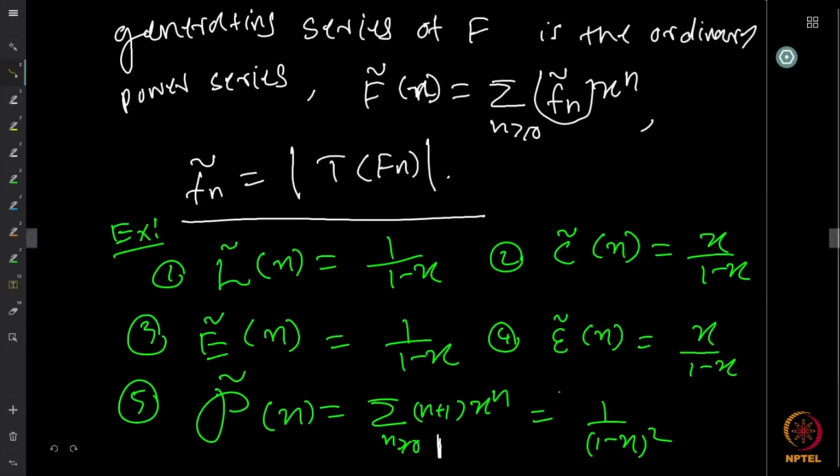What is the species of elements? Again, can you show that it is actually x by 1 minus x? If P is the species of power set, what is P tilde of x? Show that it is actually 1 by 1 minus x whole squared.